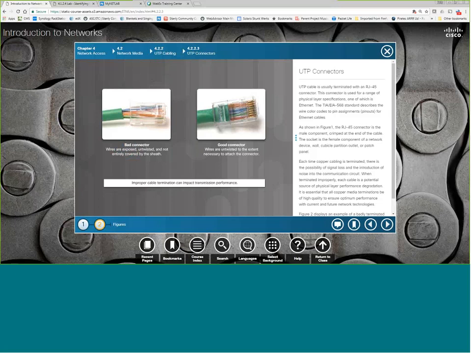On the left, that is a very bad connector. Couple reasons. One, the wires are untwisted. They're not covered by the sheath. The sheath is not up into the connector, providing support to the cable.